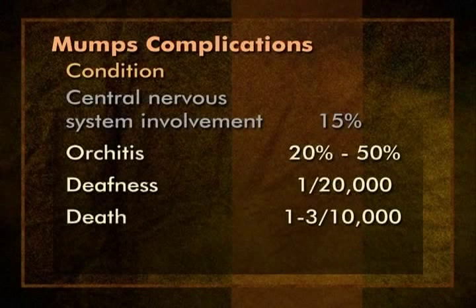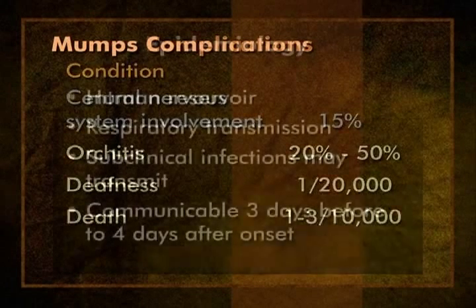Orchitis, or involvement of the testicle in postpubertal males, occurs in 20 to 50% of cases in this age group. Testicular atrophy may result, but mumps is a rare cause of male infertility. Oophoritis, inflammation of the ovary, also has been reported. Deafness occurs once in 20,000 cases and is usually permanent. Death is uncommon, 1 to 3 per 10,000 reported cases.